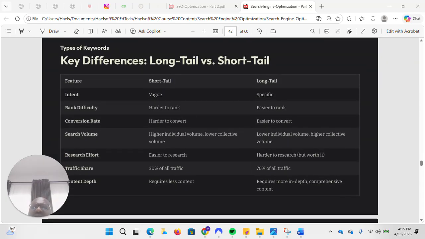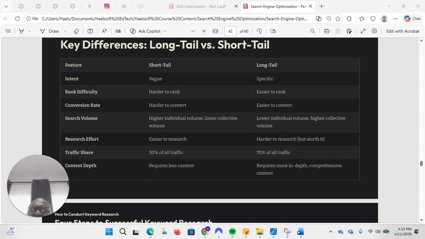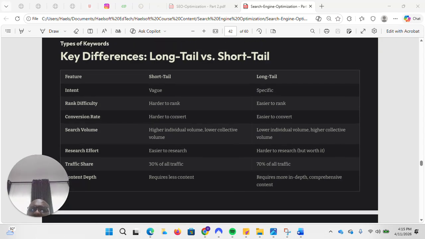So when you look at the key differences between long tail versus short tail keywords, you have to consider features, intent, rank difficulty, conversion rate, search volume, research effort, traffic share, and content depth. And one thing you need to understand is that when you look at the intent, the short tail is vague. There is no clear intent.